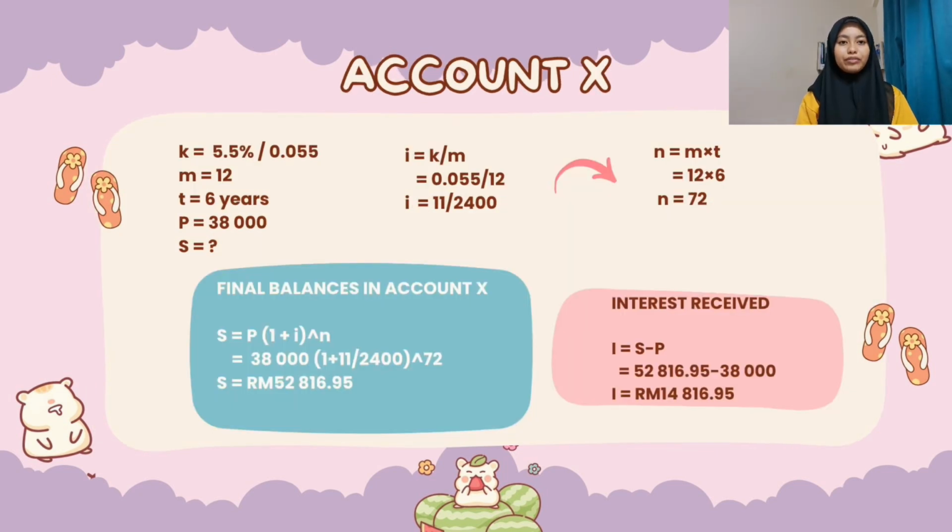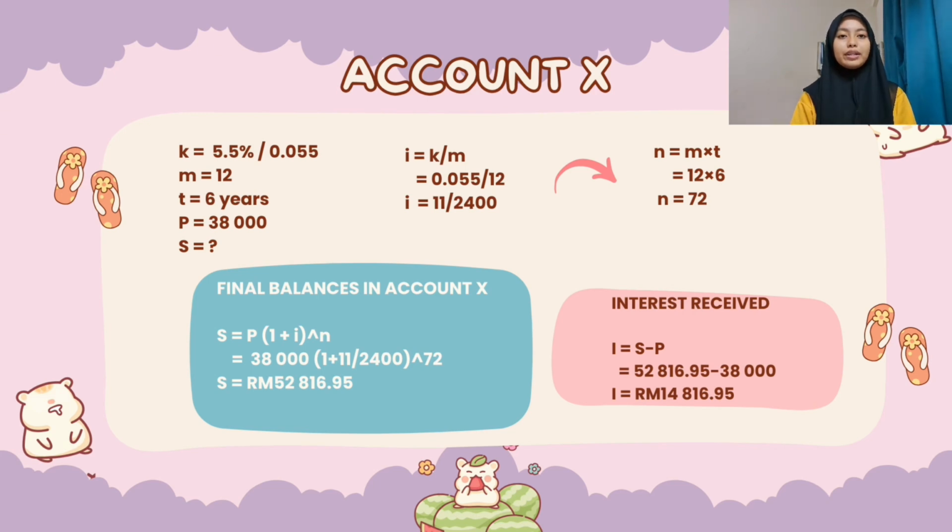According to the information given, k is 0.055, m equals 12, t is 6 years, and P is 38,000. i equals 0.055 divided by 12. Final answer will be 11 over 2,400. n equals m times t, so n equals 12 times 6 and the final answer will be 72.